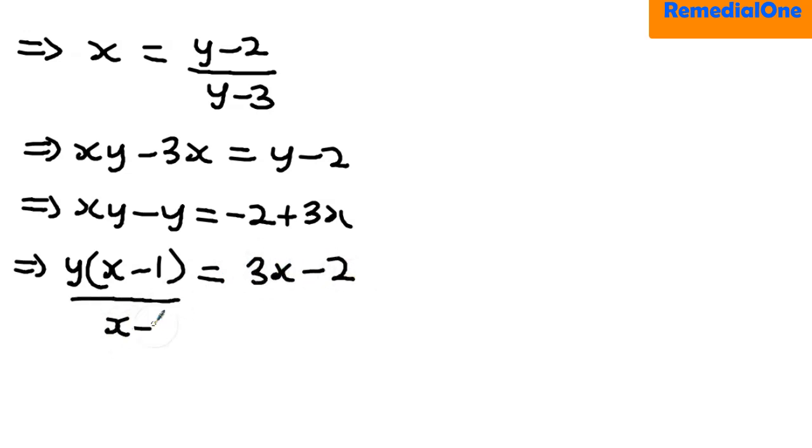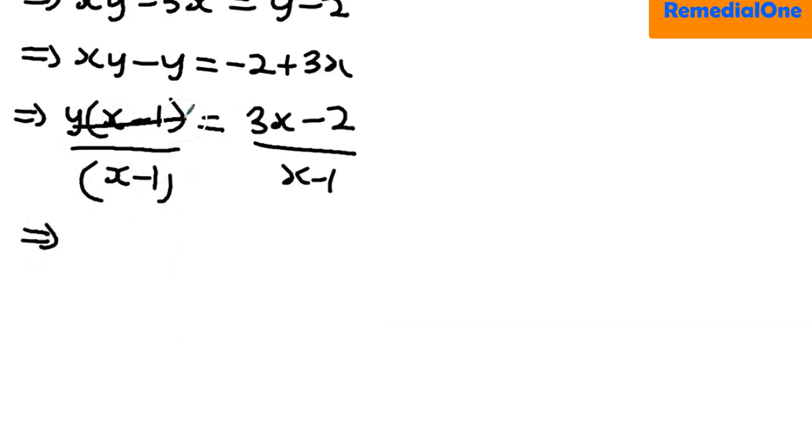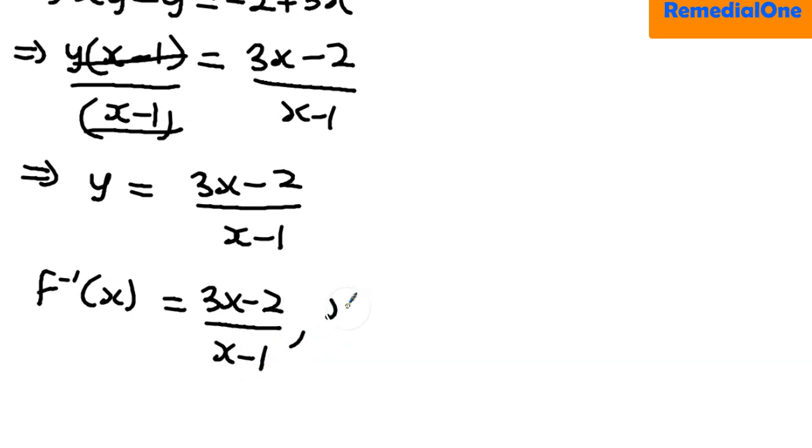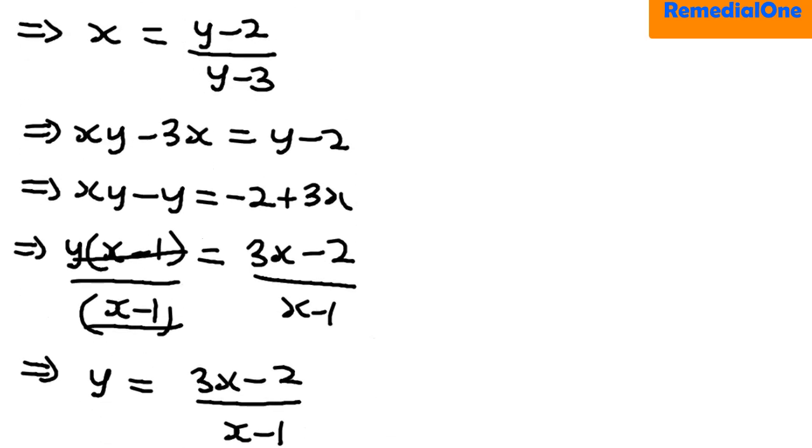Divide both sides by x minus 1, so this will cancel that. Our y becomes 3x minus 2 over x minus 1. Therefore, the inverse of f will now become 3x minus 2 over x minus 1, where x should not be equal to 1. And this condition must come, because if it is not there, when someone puts 1 here, the function will not exist. Let's look at the last part, which is the C.